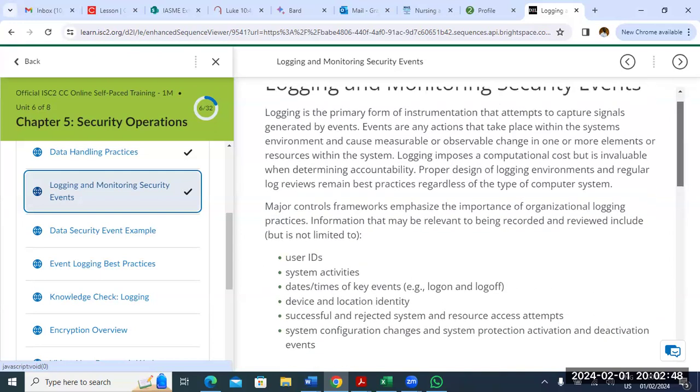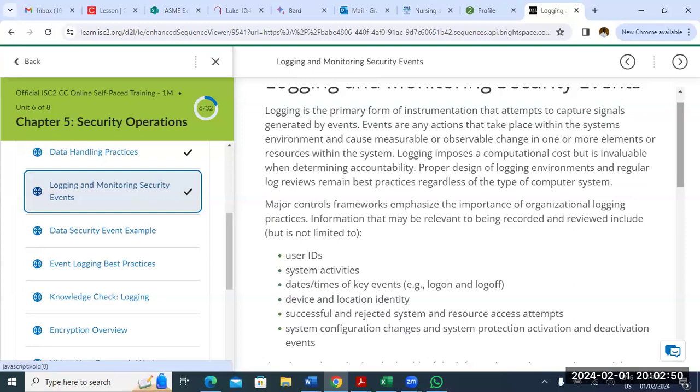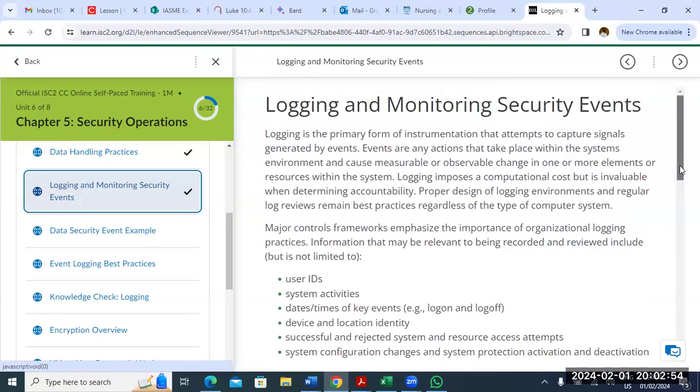So logging is very important. And the same thing we also have for applications. System audit also has all this information, where it will capture who did this, who profiled the user, at what time the user was profiled, and what role was assigned to the user. So proper design of the logging environment and regular log review remain best practices regardless of the type of computer system.